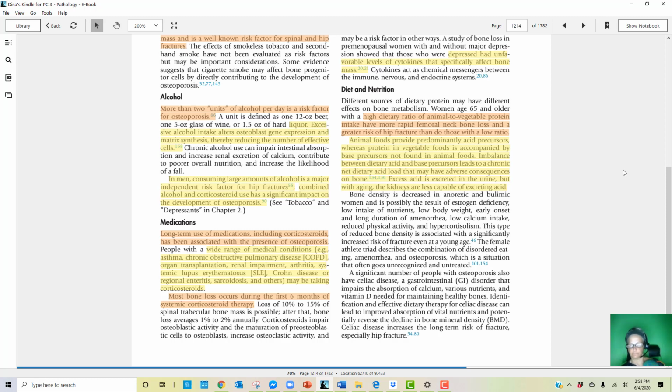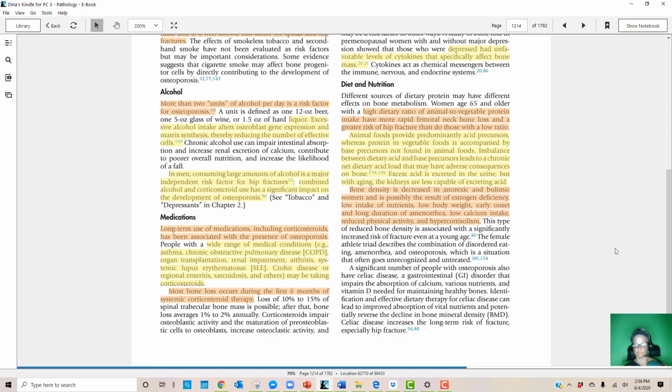Bone density is decreased in anorexic and bulimic women and is possibly the result of estrogen deficiency, low intake of nutrients, low body weight, early onset and long duration of amenorrhea, low calcium intake, reduced physical activity, and hypercortisolism. This type of reduced bone density is associated with a significantly increased risk of fracture even at a young age. The female athlete triad describes the combination of disordered eating, amenorrhea, and osteoporosis, which is a situation that often goes unrecognized and untreated.